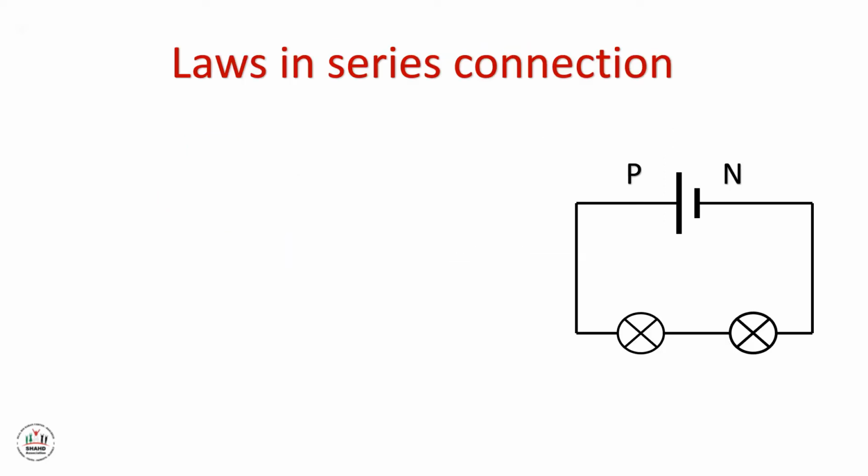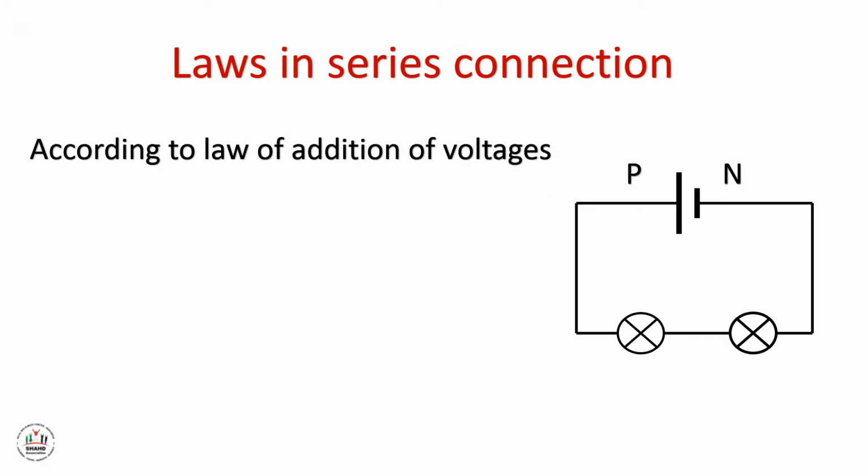In the series connection, we have two laws. The first law is called the law of addition of voltages. Here, we add all the voltages. So U_PN, which is the voltage across the dry cell, is equal to the voltage across lamp 1 plus the voltage across lamp 2, and so on.